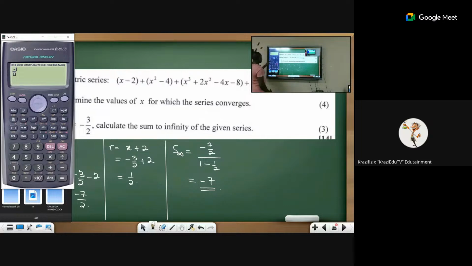Okay, so negative, you have 7/2. Some of us don't know how to do that in the calculator, so let's show us. Then 1 minus 1/2. Yeah, -7.